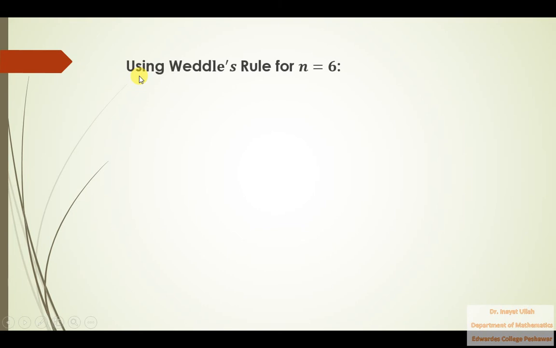Weddle's rule for n is equal to 6. This is the formula for Weddle's rule, 3h by 10, remember that, multiplied by first value of the function plus last value of the function, f0 plus f6. In our case the last value of the function is f6, so f0 plus f6, then write the rest of the function values f1, f2, f3, f4 up to f5 and repeat that process, 5 1 6 1, then 5 1, so nothing is there, so up to 5.